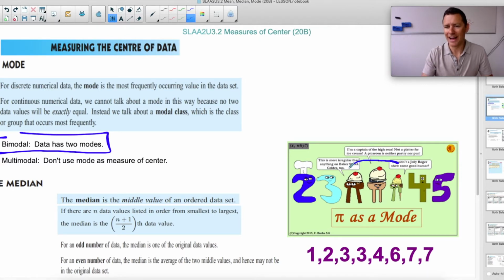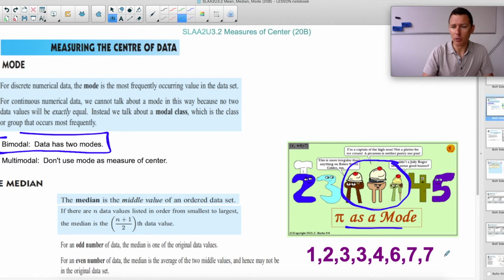This is pi as a mode because pi shows up more times, and so instead of pi a la mode. Anyway, if you find that a data set is multimodal, like there's two 8s, then you stop talking about mode as a measure of the center.